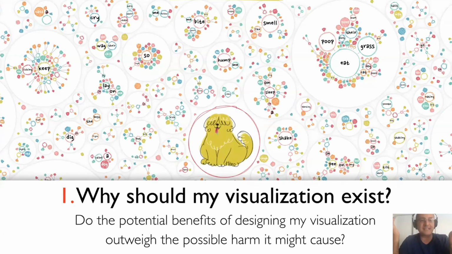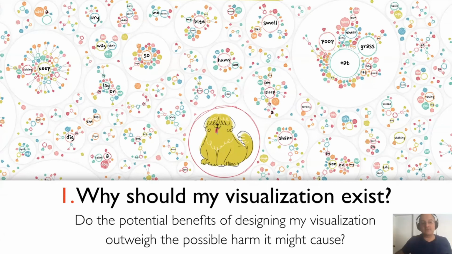Why not design this? It's fun, right? Let's publish it. It will not affect anybody's lives in any meaningful way. Therefore, why not make it, right? But there are other types of visualizations that I would call why visualizations. Why should this visualization exist and be published, right?